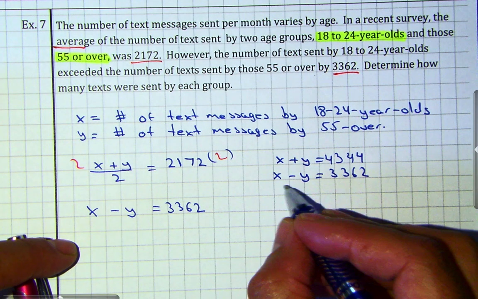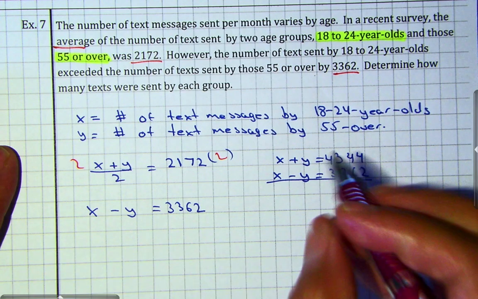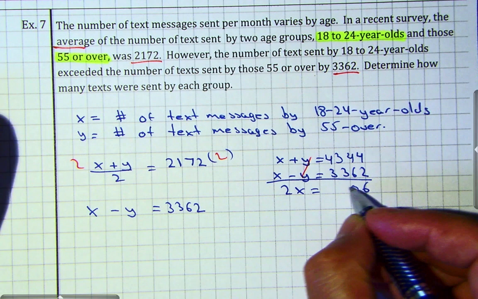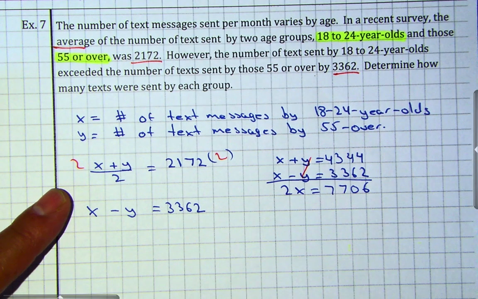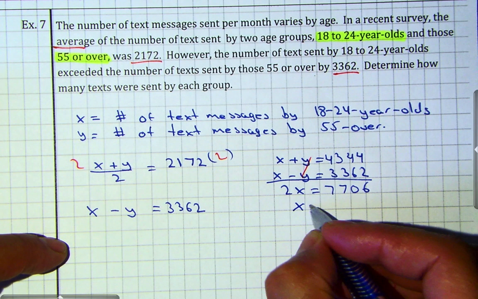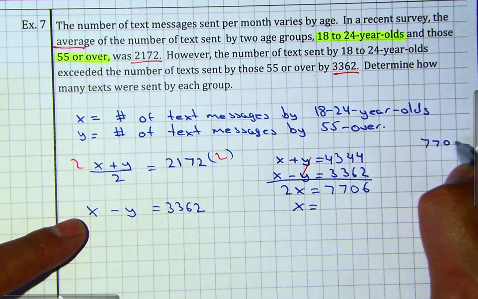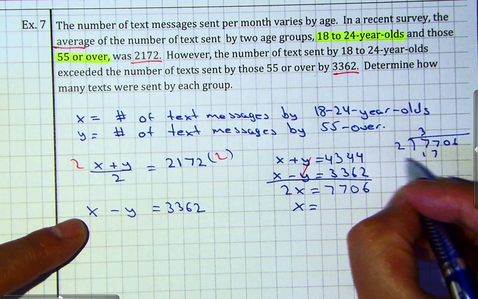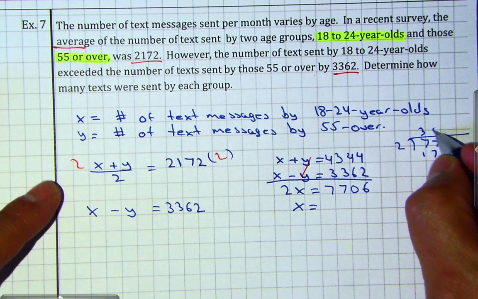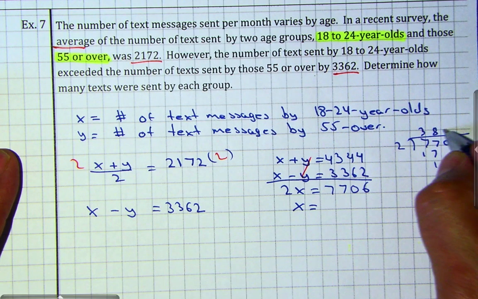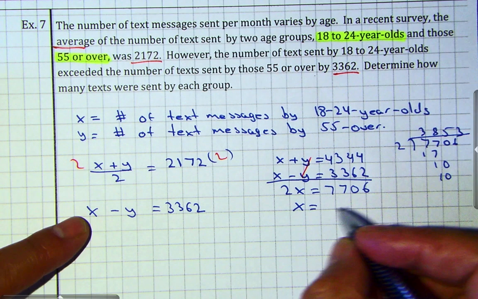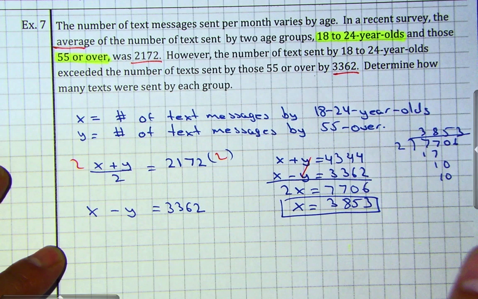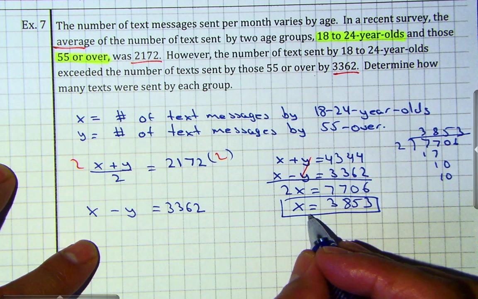And now I can cancel. I want to do it by combination since they're ready to cancel. So I can just cancel. That gives me 2x is equal to 7,706. Divide by 2. So x is equal to 3853. That's x. So how can I find y?